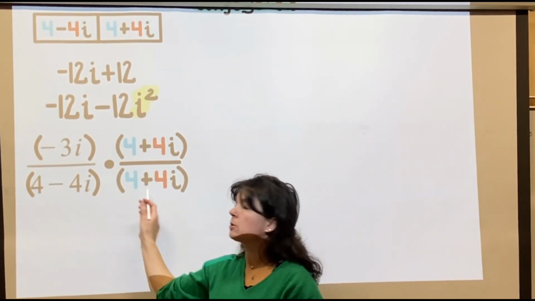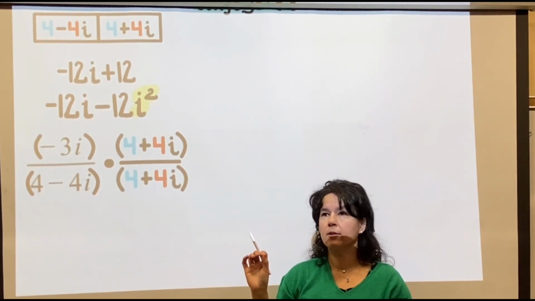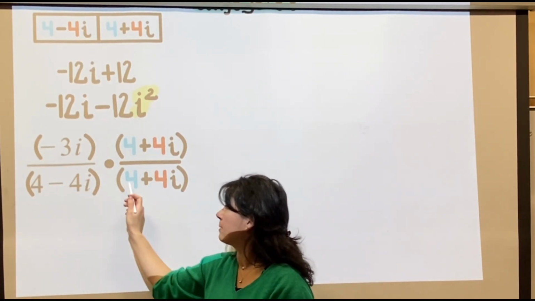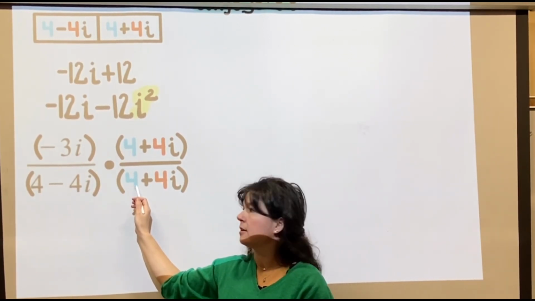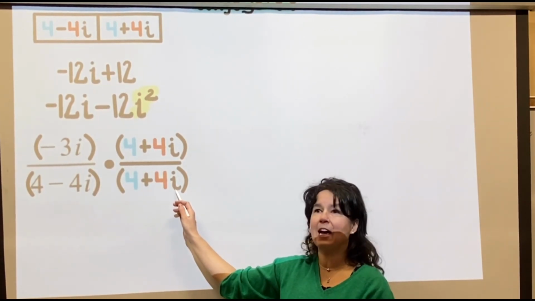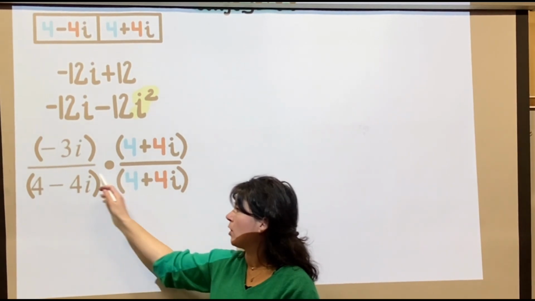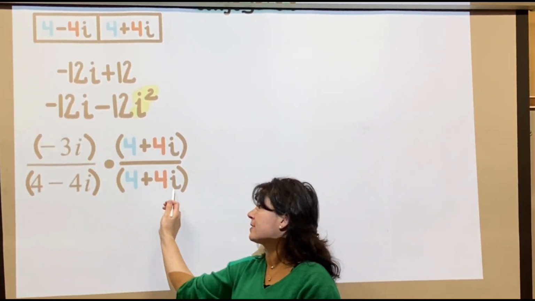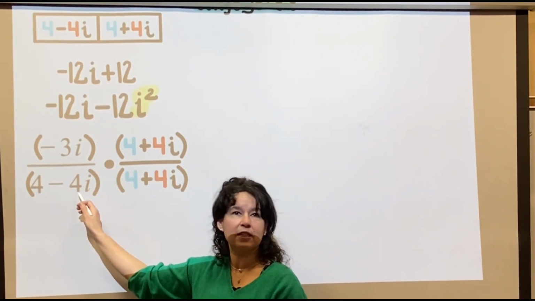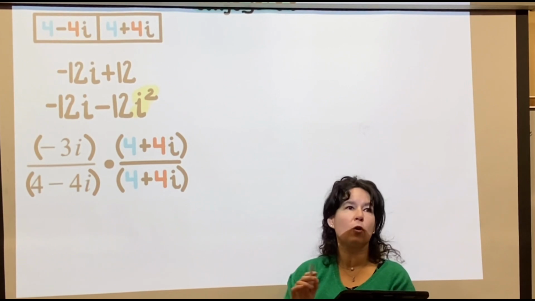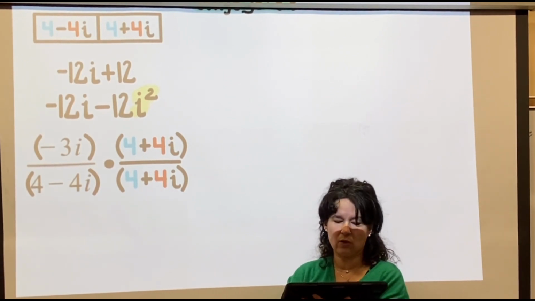Okay, then let's multiply the denominators together, and we're going to have to FOIL. So 4 times 4 is 16. Then on the outside, 4 times 4i is 16i. And 4 times negative 4i is negative 16i. So we have positive 16i and negative 16i. And then last times last, negative 4i times 4i is negative 16i squared.